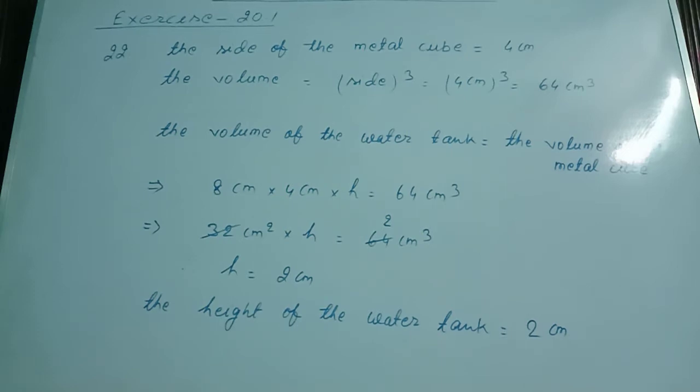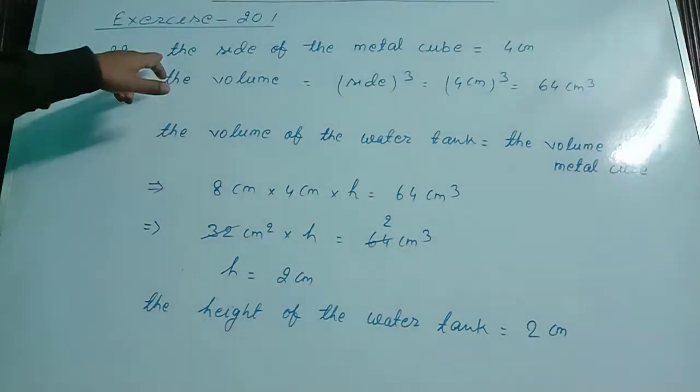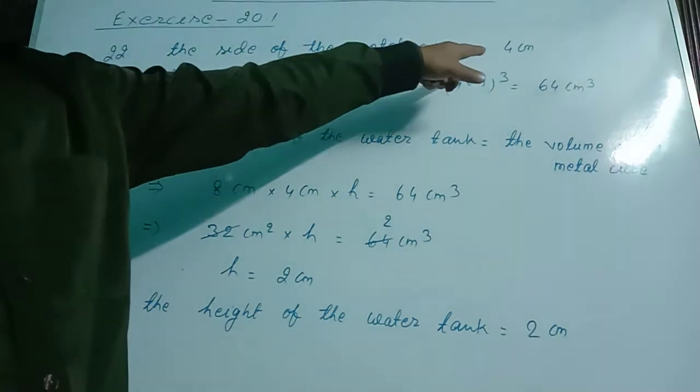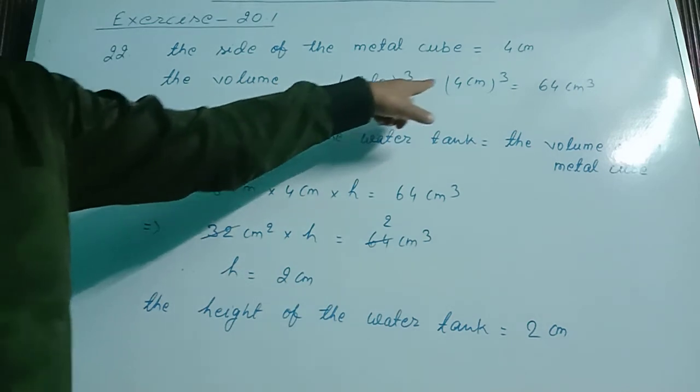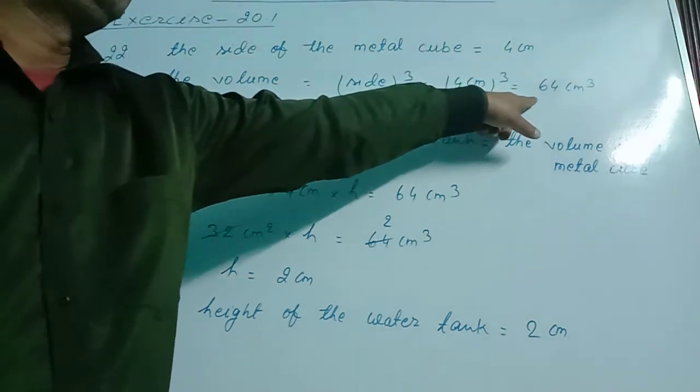Question number 22 states that a metal cube of side 4 cm is immersed in a water tank. The length and breadth of the tank are 8 cm and 4 cm respectively. Find the rise in level of the water. So the solution of this question: the side of the metal cube is given 4 cm. I got the volume of the metal cube, that is side cube, 4 cm whole cube equal to 64 cm cube.